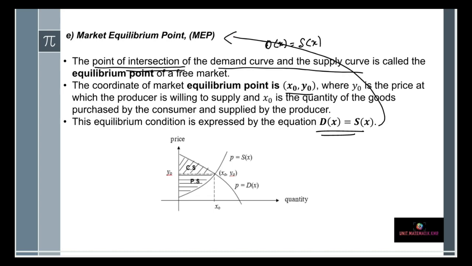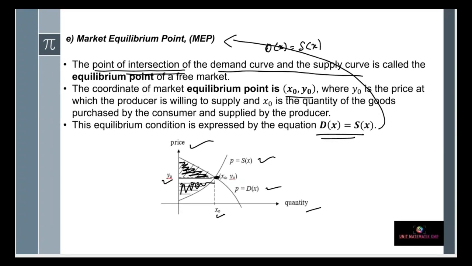Alright, so this is the final graph. We have quantity here, we have price here, we have the supply curve here, and the demand curve here. So x0, y0 is happening here. The CS is above here and the producer surplus is down here. That is the MEP.